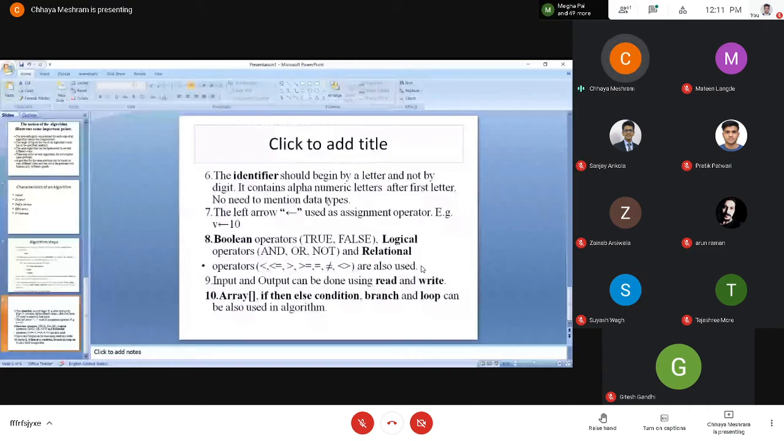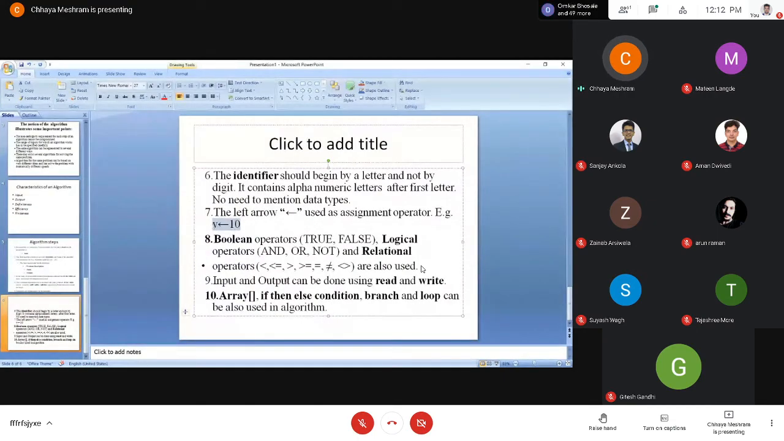The left arrow is used for the assignment operator. Instead of the equals to sign, here we use an arrow. So v arrow 10 means we are going to assign the value 10 to the variable v.